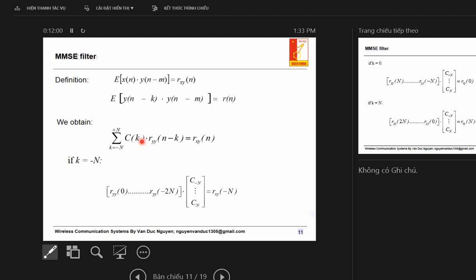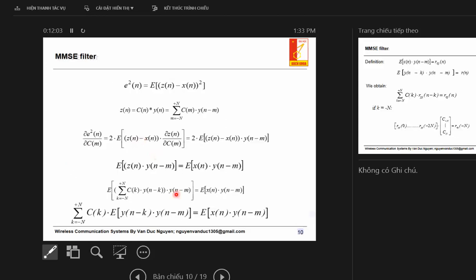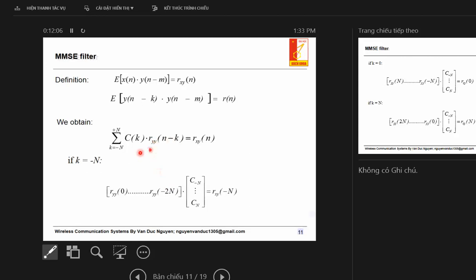So we can come from this relation to this relation. And here you can see the multiplication of the channel coefficient with the autocorrelation coefficient, and here is the cross correlation coefficient. And here we observe for different k, k from minus n to plus n. For k equal to minus n here, we have one relation.